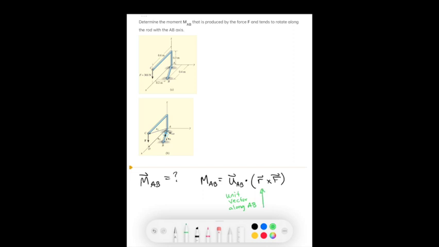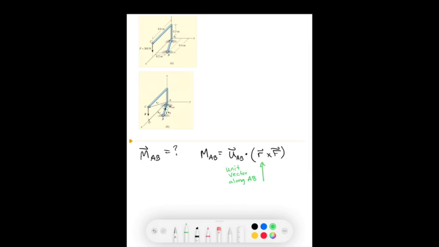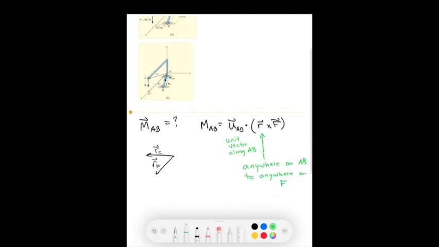Now this R can be any R that goes from any point on AB to the force F. So if you look in the second picture there, there's RC, there's RD, and we could draw many different versions of these r's, and all of them are okay, because r can go from anywhere on AB to anywhere on the force F. So we're going to choose RD.